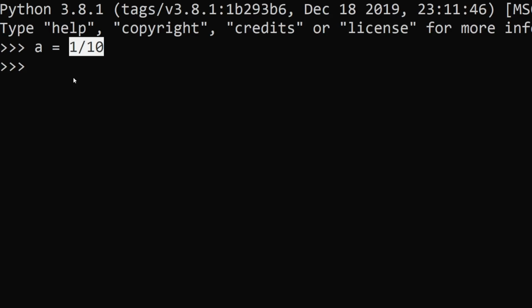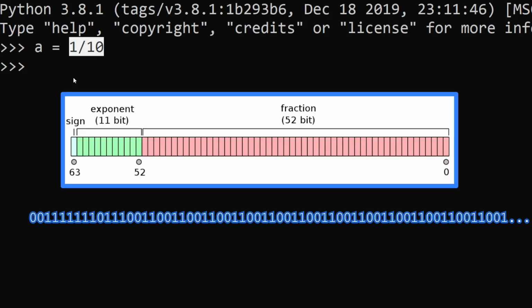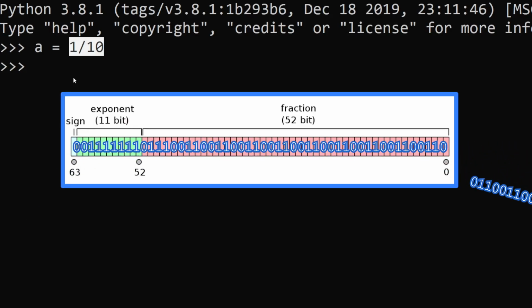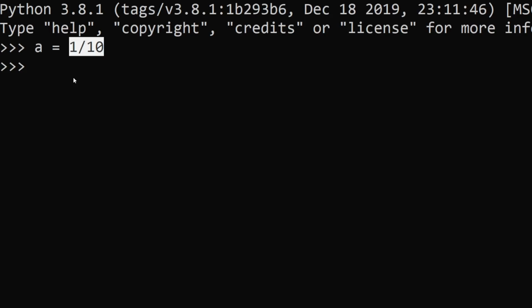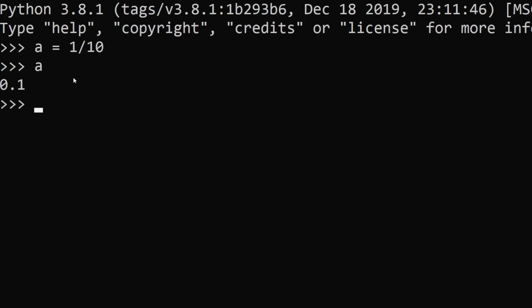the IEEE 754 standard. As 1 over 10 is a non-terminating value in binary, Python will inevitably have to truncate the value after 64 bits of information and store the best possible approximation. You could even think of that as a form of compression of the data to fit in the available space. Now, when it comes time to print a and visualize its value, Python will decode its binary data in order to show us a value we humans can interpret.